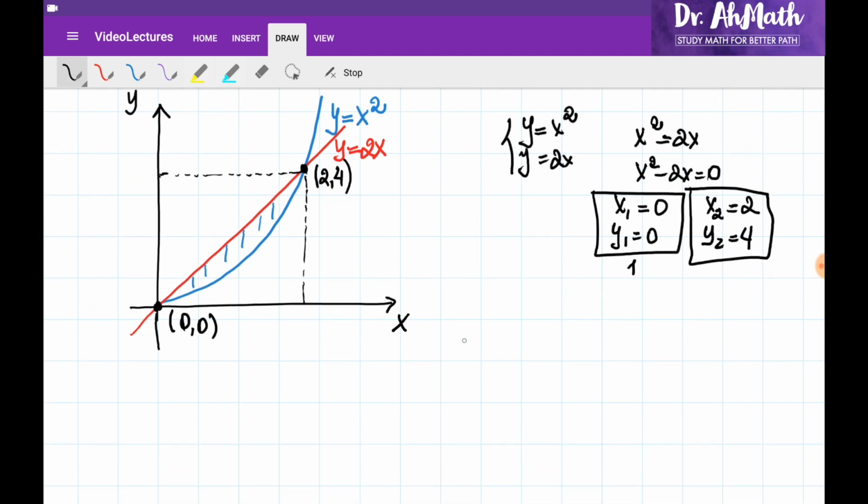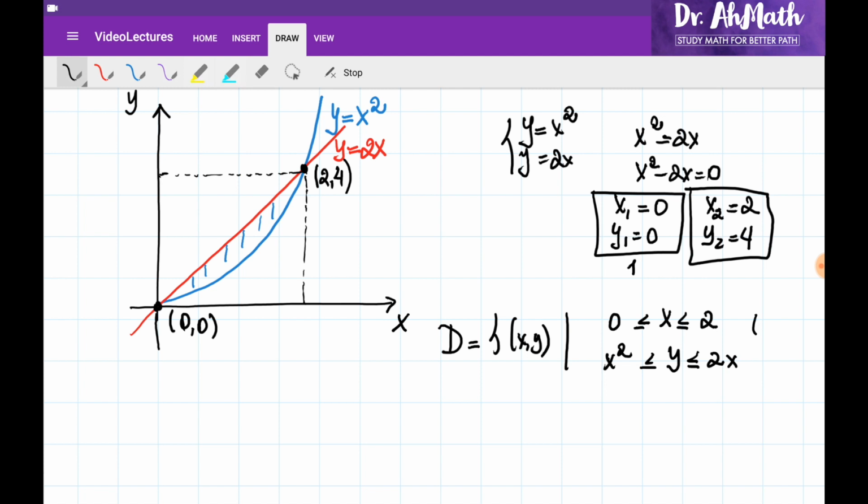So do you remember we defined type 1 as the region where x is going to change between two constants, right? So in our case, it is going to change between 0 and 2, and y would change between the two functions, right? Which is lower? The lower function is x squared, and the upper function is 2x, so y is between x squared and 2x. So if you integrate our surface over this region, you would just choose the borders of the integration like this.